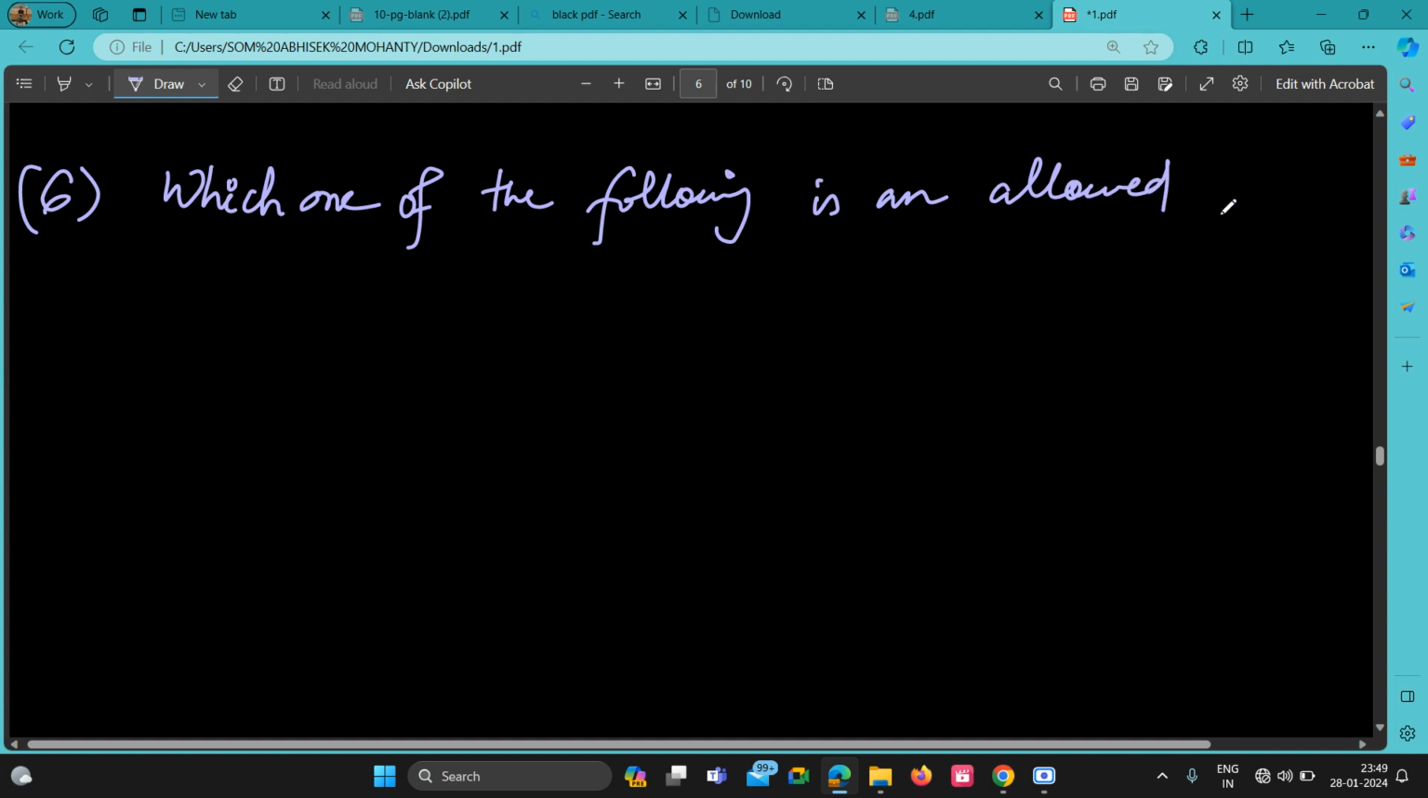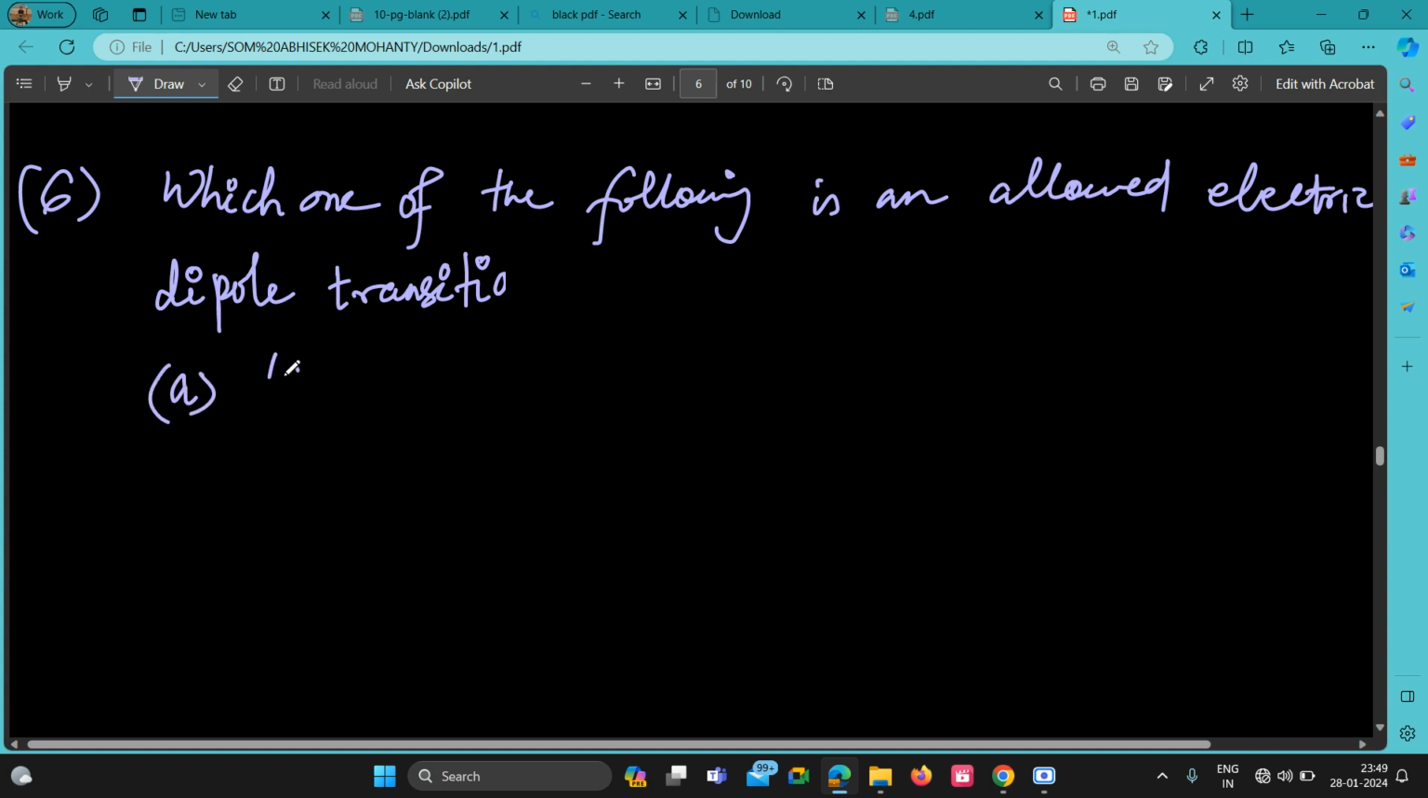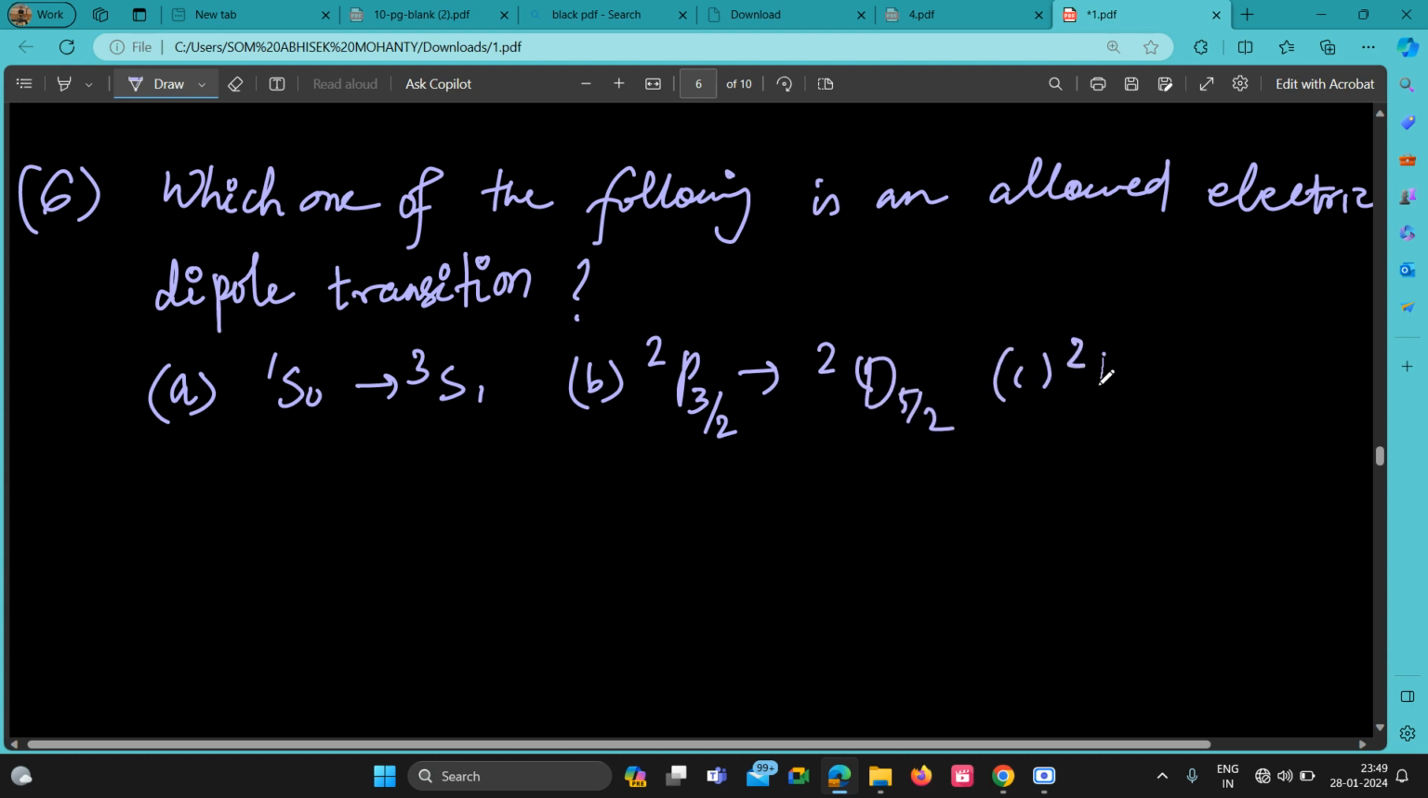Which one of the following is an allowed electric dipole transition? Option A is 3P0 to 2S1/2, option B is 2P3/2 to 2D5/2, option C is 2D5/2 to 2P1/2, and option D is 3P0 to 5D0. So try this question first, then I will solve it.